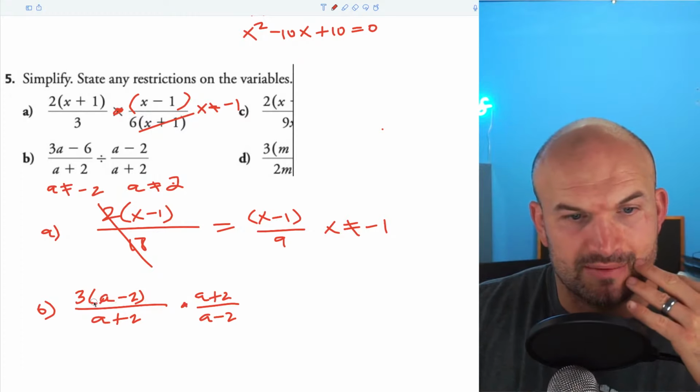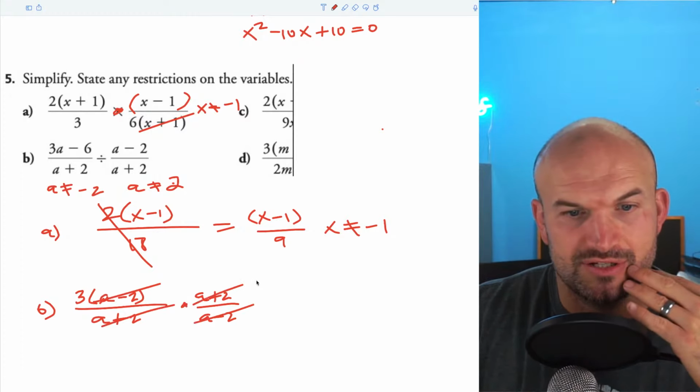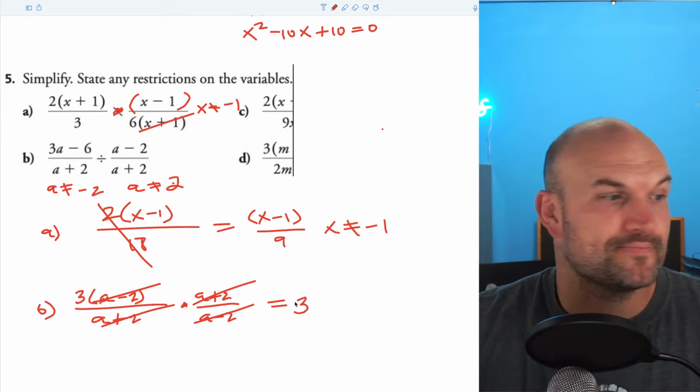Now let's divide out our common terms. A minus 2 divides out, a plus 2 divides out. So my final answer is just going to be 3.